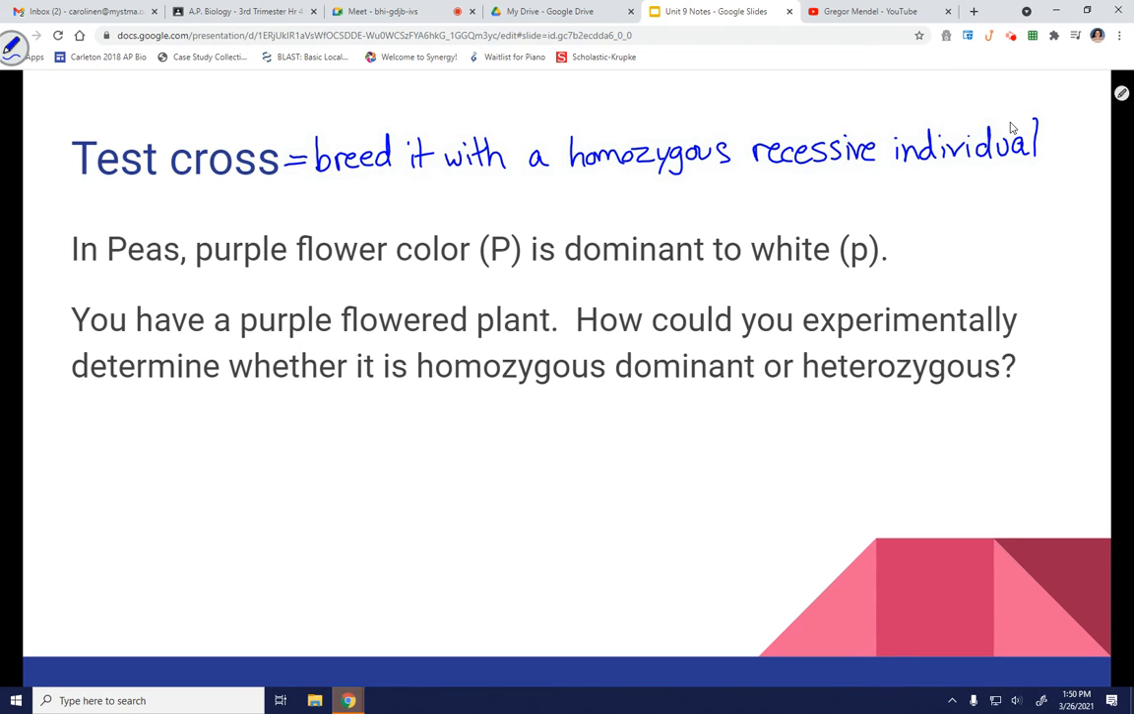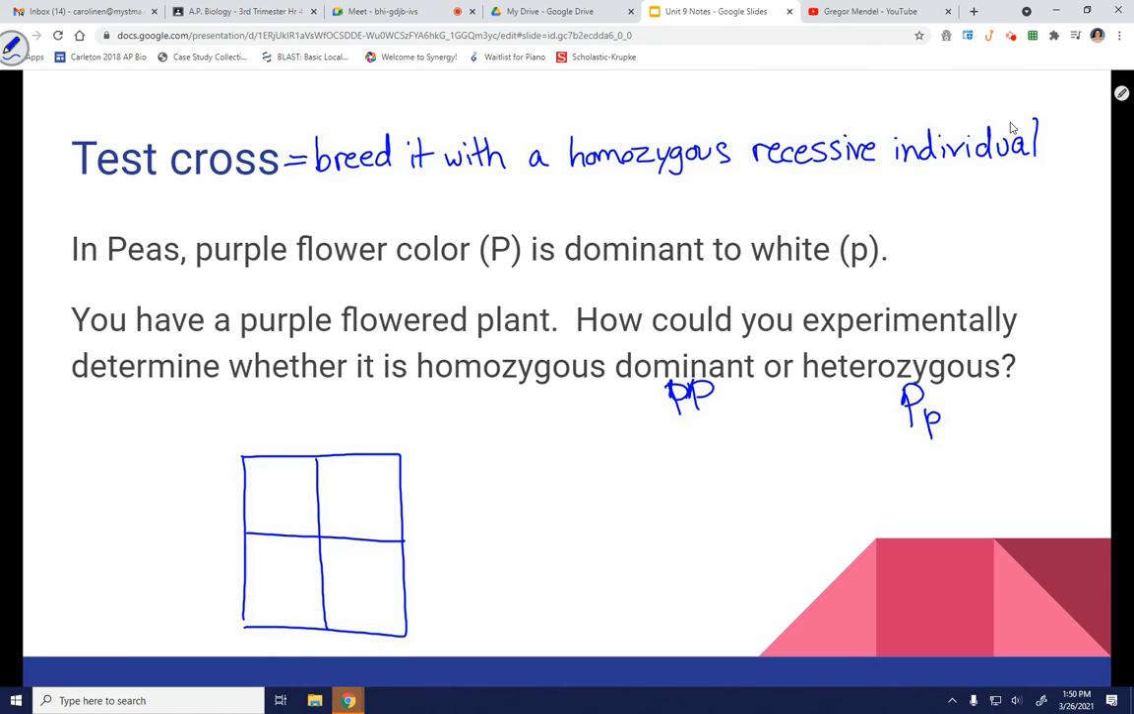That's what a test cross is. So in this case, you have this purple flowered plant that could be homozygous dominant, or it could be heterozygous. I need to make my capital P's different somehow. P is not a great letter. If you cross this plant with a white flowered plant, which you know has to be homozygous recessive because that's the only way to see white, then you know, here we go with Punnett squares, you ready?